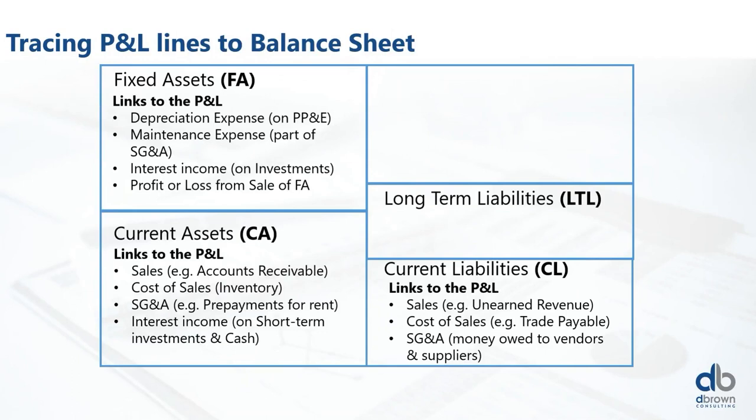Long-term liability. How does it connect? I'll give you an example. Long-term liability, a five-year loan. How does it connect? Interest, not interest income, interest expense, because they're not giving you a loan for free. You must pay interest and eventually pay back the loan itself, yes? That's the link. Interest expense on the loan.